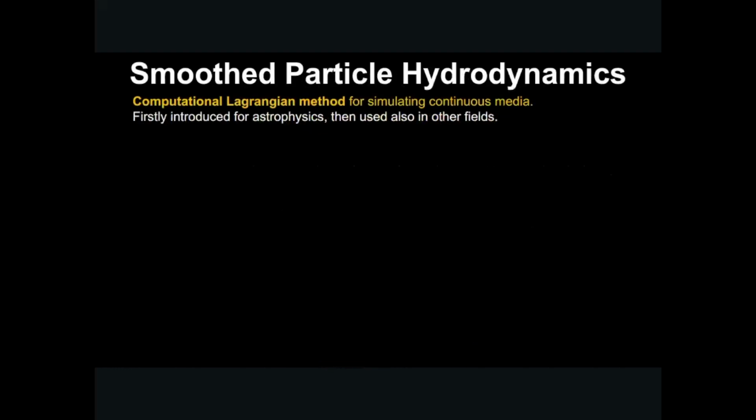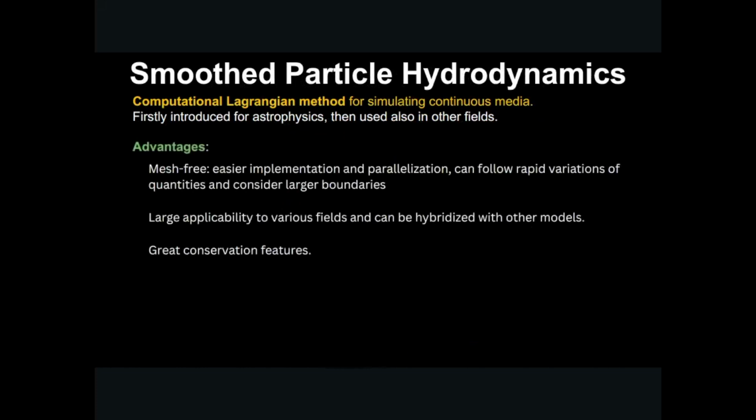Smoothed particle hydrodynamics, as we said, is a computational method that uses the Lagrangian approach. Due to this fact, it has some advantages. First, it is mesh-free, so you do not require a grid to compute. This means that it is easier to implement and also to parallelize. One of the most important things is that it is very good at following rapid variation of physical quantities, so you are able to consider larger boundaries. Again, since it comes from a Lagrangian, it has great conservation features, so you can derive all your equations from the SPH Lagrangian function.